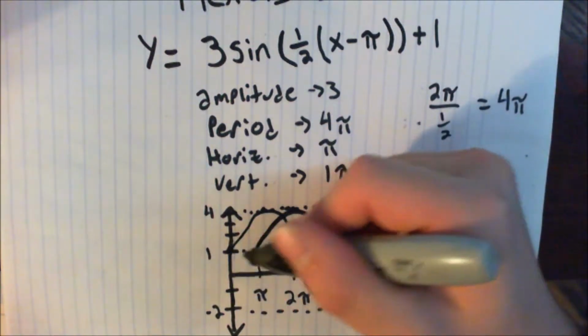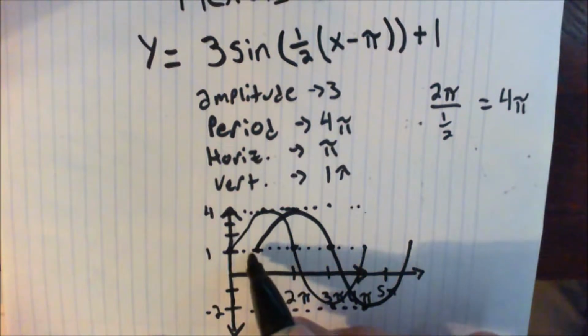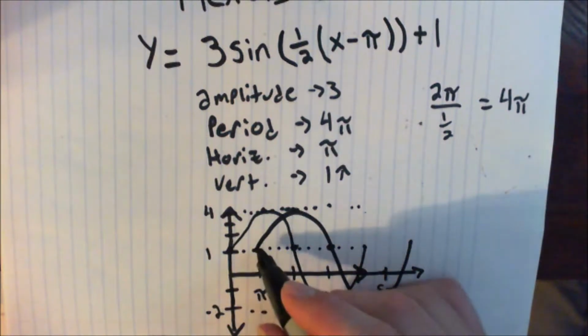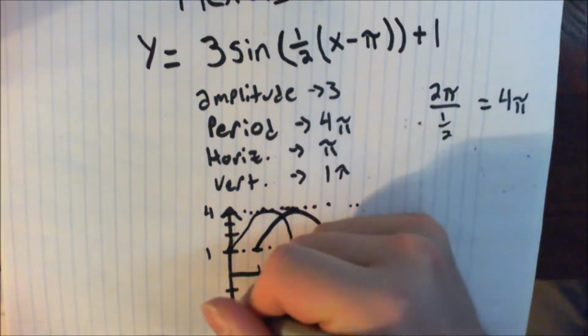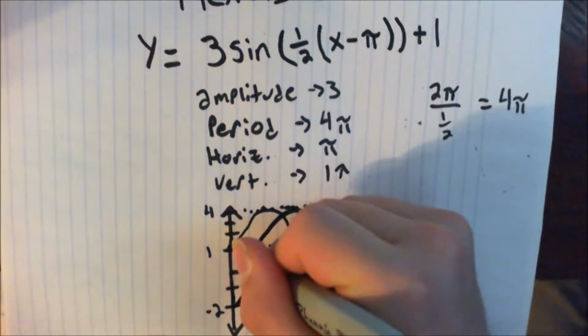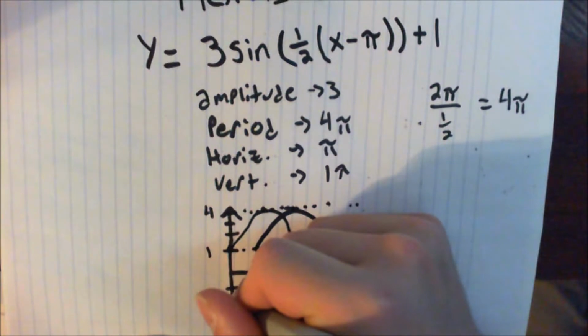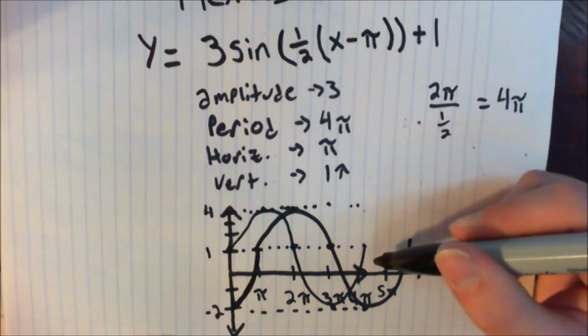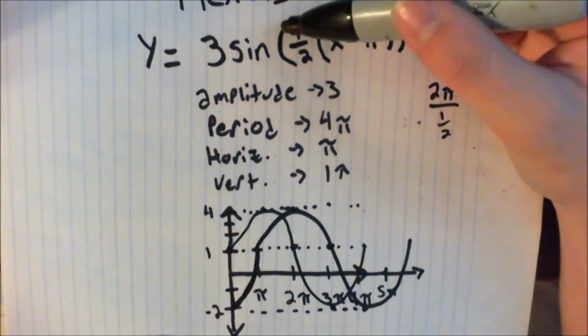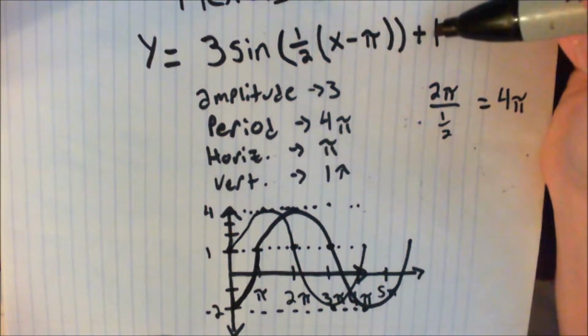Now we are left with some space here, so let's fill it in as it goes along with the trend. Prior to going up, it comes up to the point on the sinusoidal axis. So let's continue our trend, and there you have it. Here is our function, y equals 3 sine 1/2 of x minus pi plus 1.